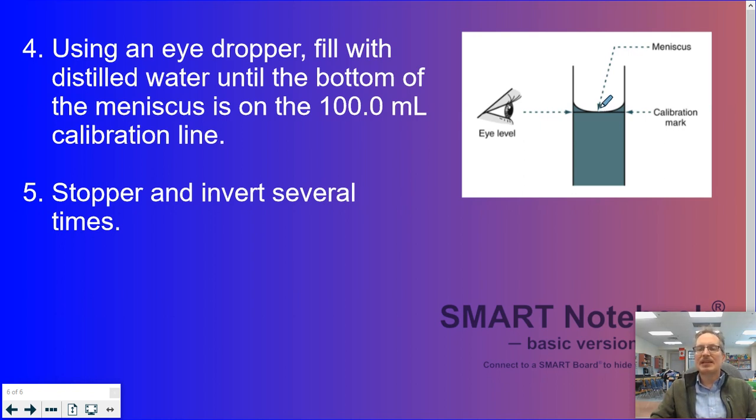Once that's complete, I've made 100 mils. I'm going to stopper my solution. I'm going to invert it a few times and let the natural air bubble mix it. Then I'm going to pour it into, let's say, another dry beaker so I can use it out of there.